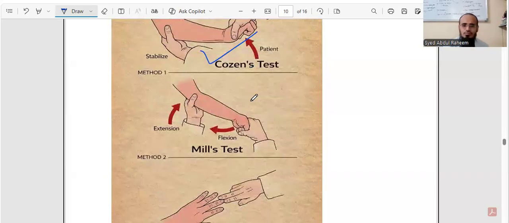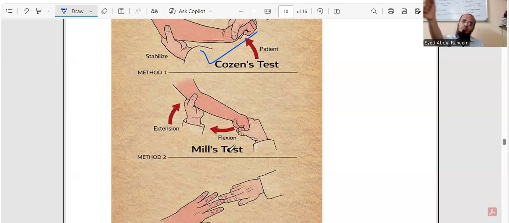Next test is Miller's test. Okay, so what will happen? You tell the patient to do extension, pronation, and do the flexion. In the Cozen test, he will give the pressure, and you will stabilize the pressure, like this. This is the Cozen test. In Miller's test, this is flexion. He is doing flexion, and he will feel pain here. This is also positive if the pain is there.